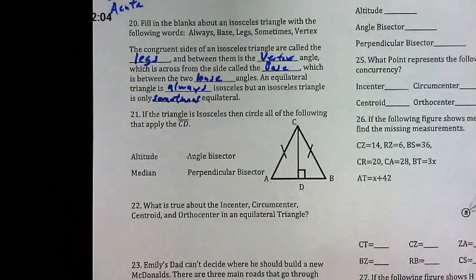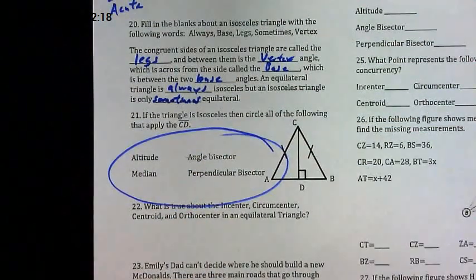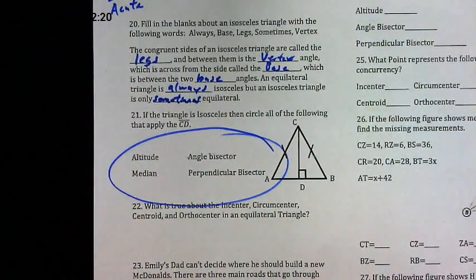All right. On the next one, if the triangle is isosceles, then circle all the following that apply to CD. So what is CD out of those 4 things? Is it altitude, median, angle bisector, perpendicular bisector? Yeah, it's all of them. So again, if it's isosceles, that line can be all 4 things.